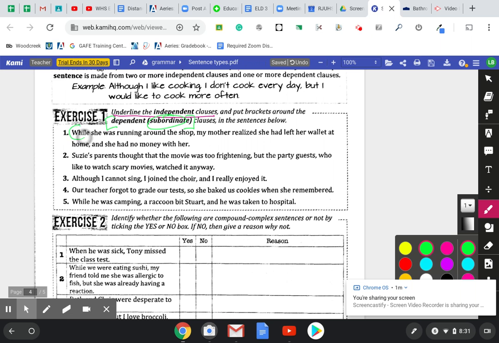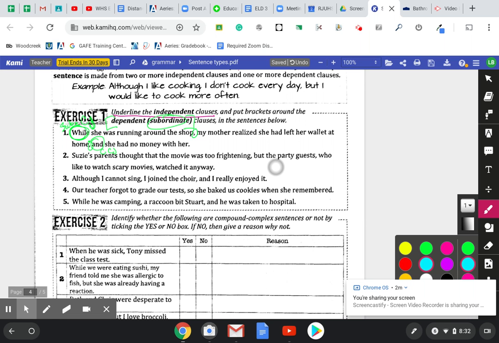So just going through, while is a subordinating conjunction, right? And is a coordinating conjunction, right? So I've got two conjunctions I'm working with. I see multiple commas. So that's where I'll put my initial stops. Now I'll go through and identify subjects and verbs. While she was running around the shop. So let's look at just that first section right there.